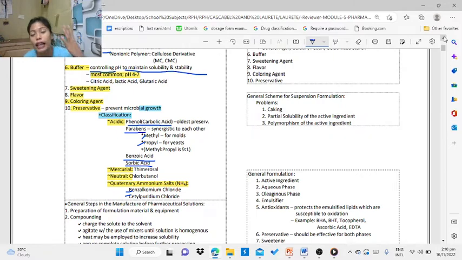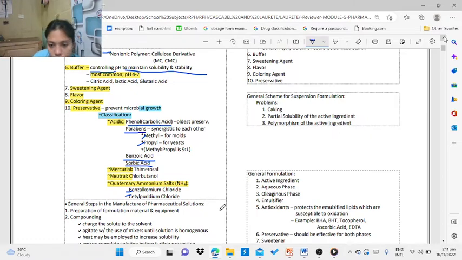Now let's go to the preservatives. The thimerosal. The neutral is the chlorbutanol. The quaternary salts are benzalkonium chloride and methylpyridinium chloride. For the viscosity enhancer, the cellulose derivative is the MC.